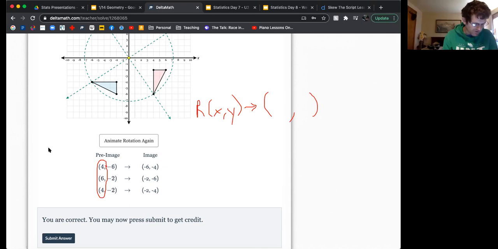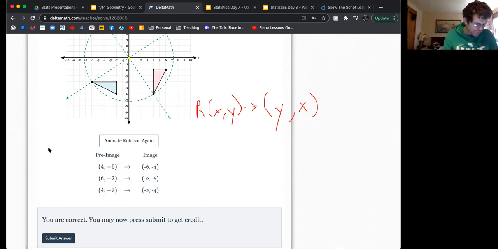So the -6, -2, -2 is now up at the front. That means this y value actually got moved up to the front. The x value, 4, 6, 4, got moved to the back. And that's what we're looking at. Now, there's more to it. I know you guys can see that. I just want to clear this real quick.